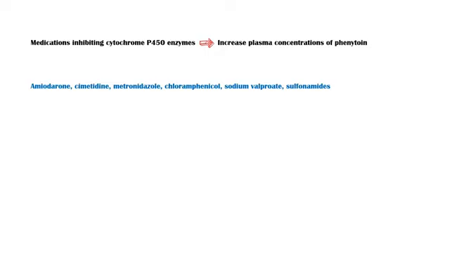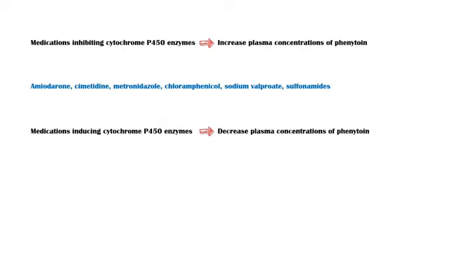By contrast, medications that induce the enzyme system will decrease the plasma concentrations of phenytoin. Some of these drugs include rifampicin, barbiturates, theophylline, and carbamazepine. So, individuals who are taking these medications concurrently with phenytoin require dose adjustments according to the clinical response.